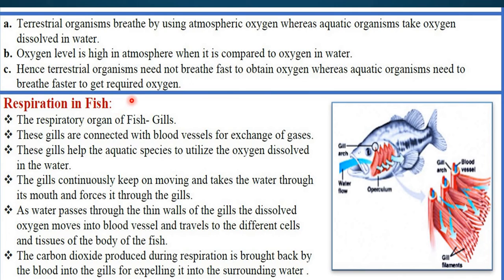Now, respiration in fish. The respiratory organ in fish is gills. You can see here the gills. Okay, the fish is having gills. These gills are connected with blood vessels for exchange of gases. These gills help the aquatic species to utilize the oxygen dissolved in water. Just like humans have a nose, fish have gills. These gills help in utilizing exactly the oxygen dissolved in water.